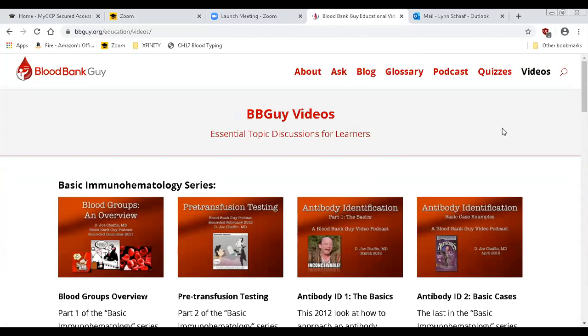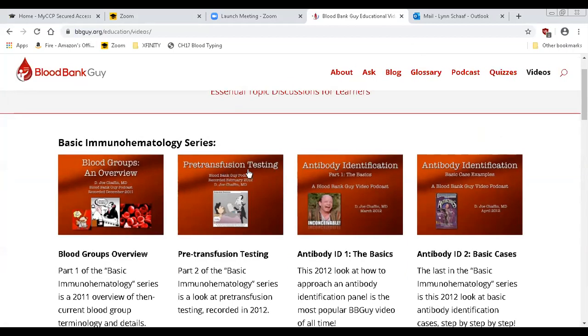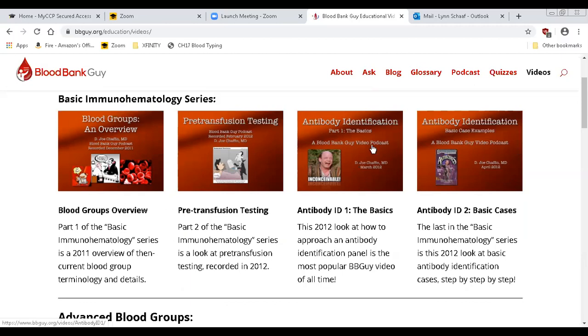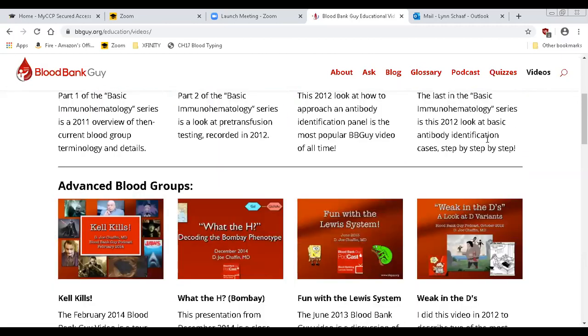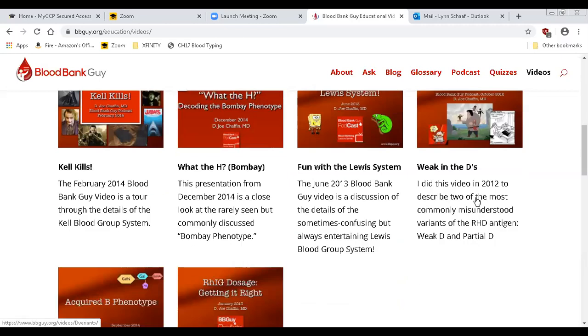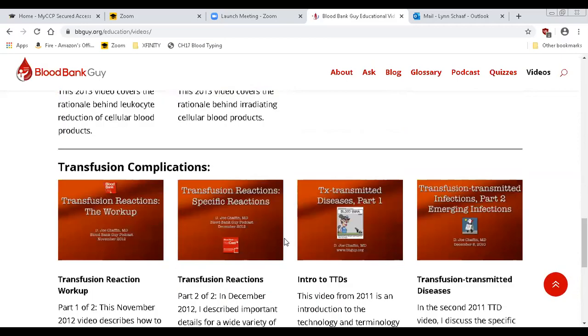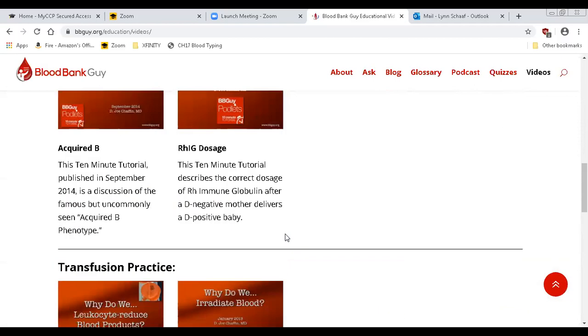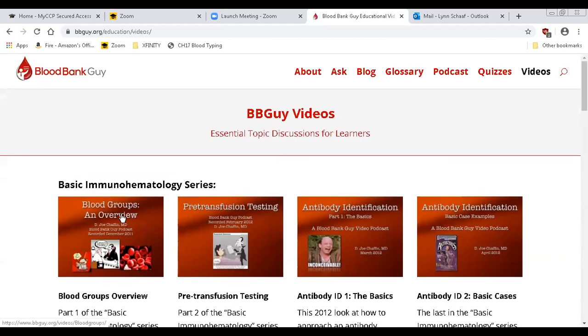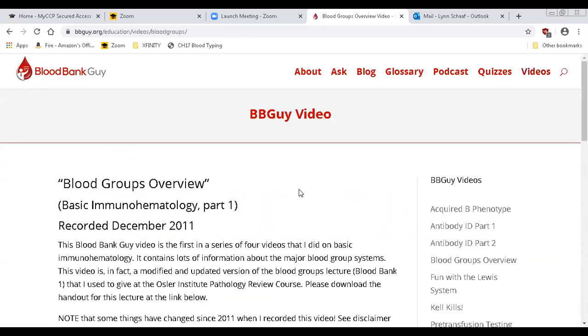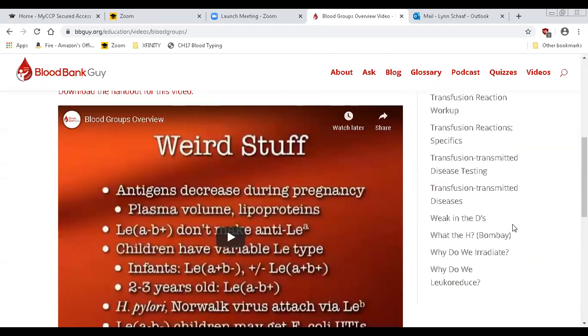These are topics that are really considered essential. Some of them we haven't really gotten into yet, but you know, blood groups, pre-transfusion testing, antibody identification. These are definitely things that we're going to get into a little bit later, but he has quite a few different ones out there that you can check out. I'm not going to really play these for you guys because you can see some of them are a little bit old, but he basically lists all of them here.